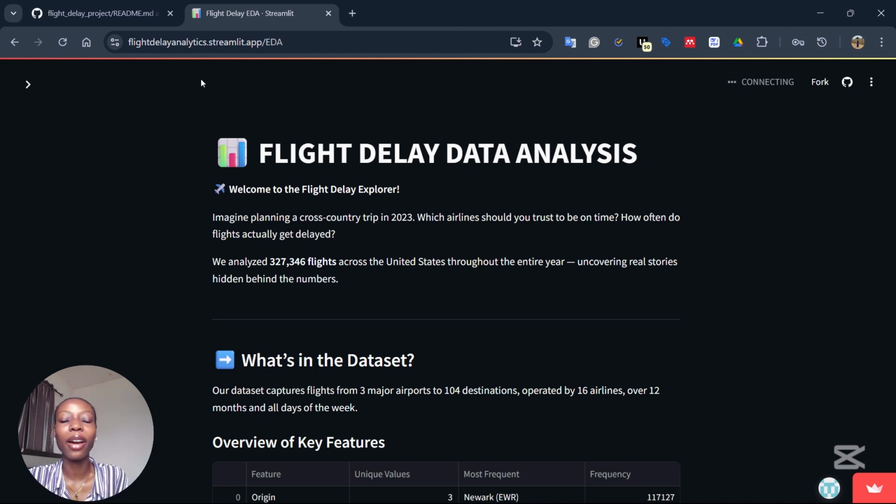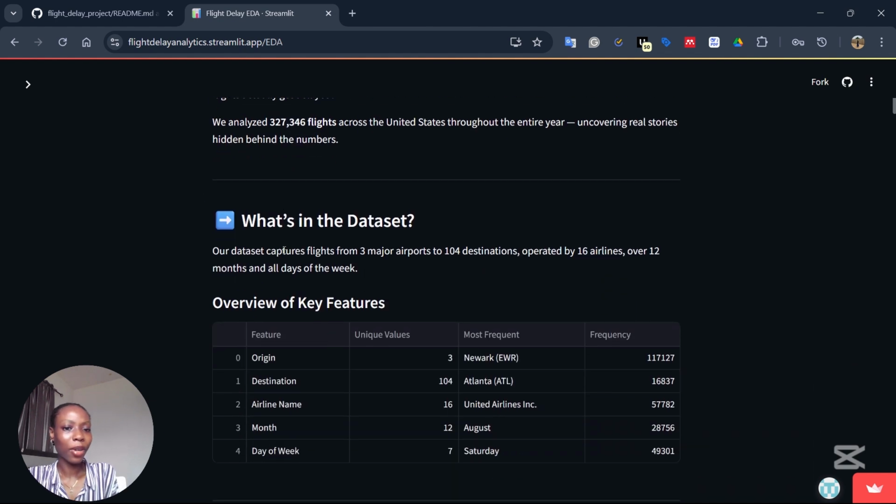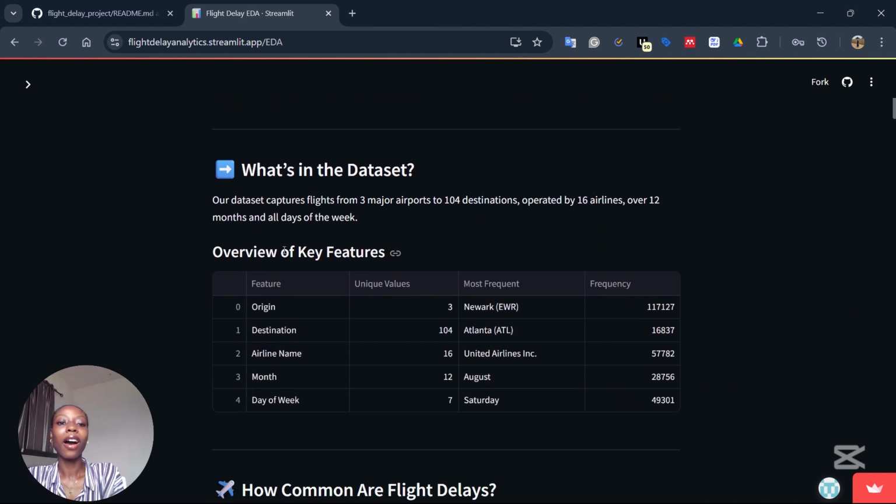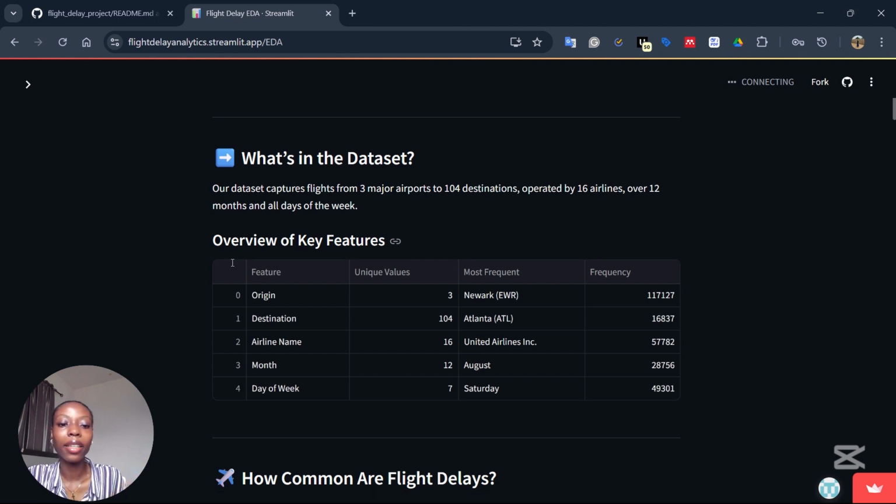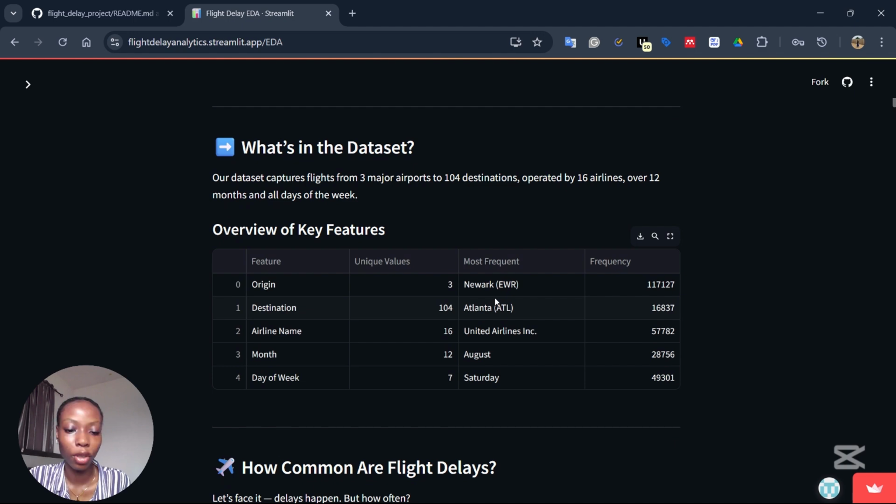327,346 flights across the United States throughout the entire year, uncovering real stories hidden behind the numbers. So, what's in the dataset, you ask? Our dataset captures flights from three major airports to 104 destinations, operated by 16 airlines over 12 months and all days of the week. And here is the overview of the key features.